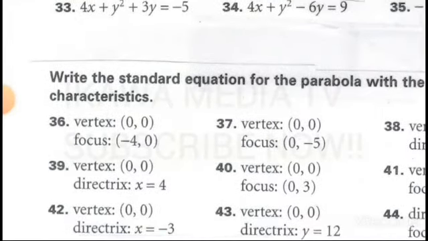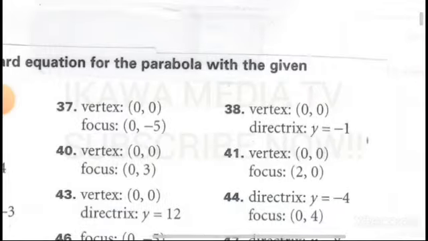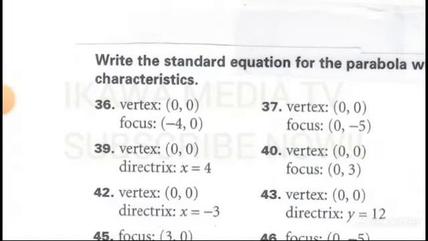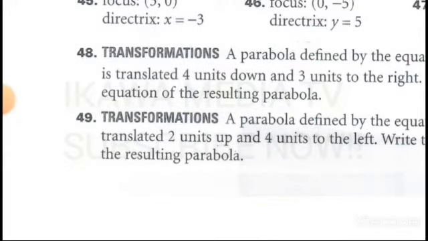Question number 3, you are given the vertex and the focus, sometimes vertex and directrix, and you are required to write the standard equation for the parabola with the given characteristics. You are given properties of a certain parabola, and what you are required is just to provide the standard equation. You are given vertex and focus, or vertex and directrix, or sometimes focus and directrix. Remember that down there we are going to see the answers for these questions.